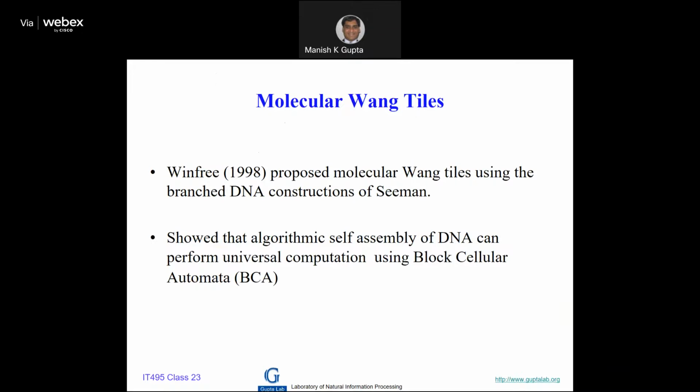Wolfram has written this book, A New Kind of Science, to show that cellular automata is actually used everywhere in nature. So it's powerful in biology. It has been used, for example, in modeling traffic dynamics and so on, a lot of things.